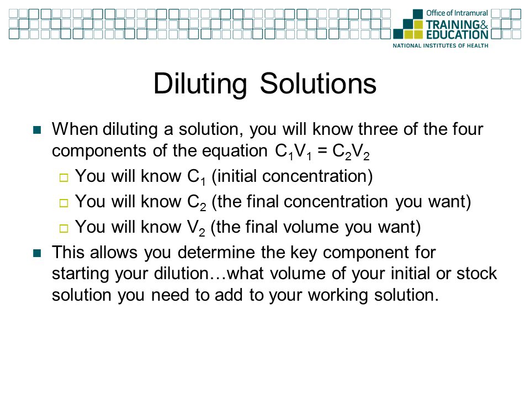To do this, you can just divide both sides of the equation by your initial concentration, C1. This yields the result that V1 equals C2 times V2 divided by C1.